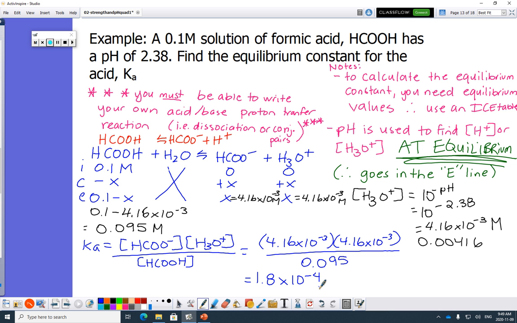You can check the logic of your answer. Is this a pretty small number? Yes. Okay, so then the chance of it being applied to the weak acid is pretty good. So the next example we're going to do is almost identical, except this time we'll be given the Ka value and we have to solve for the pH.